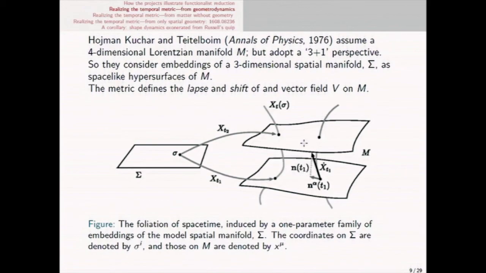And you define quantities to relate the coordinates of the embedding with the coordinates of the manifold. And the metric here will define something that we call the lapse and the shift of any vector field V on M. So the lapse and the shift essentially correspond to the thickness or the duration between two leaves. And the shift tells you how, with respect to the metric, how bent your constant spatial coordinates are in the space-time.